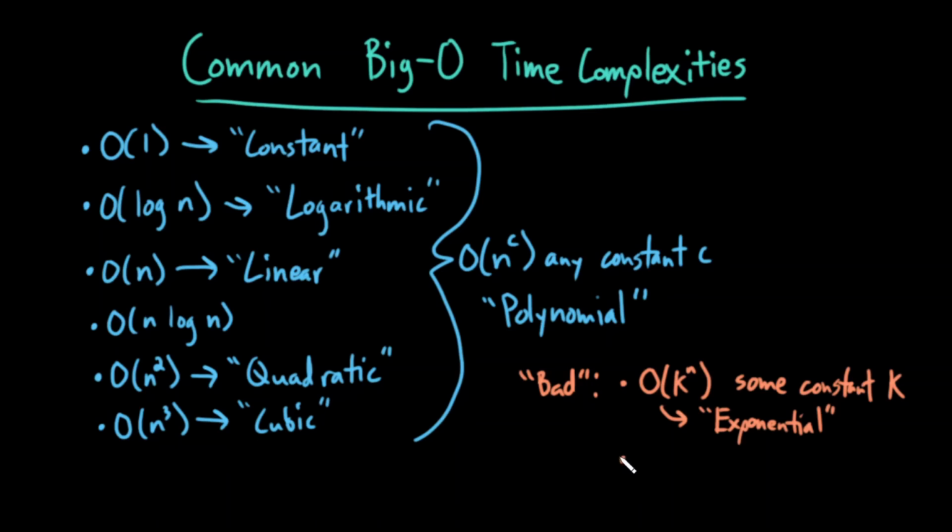Another bad one is factorial time. So this is big O of n factorial, which is factorial time. So in factorial, this is n times n minus 1 times n minus 2, and so on and so forth. So things that are not polynomial, even for relatively small values of n, become extremely slow.